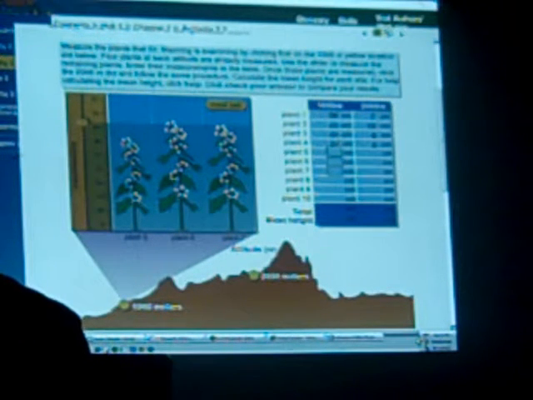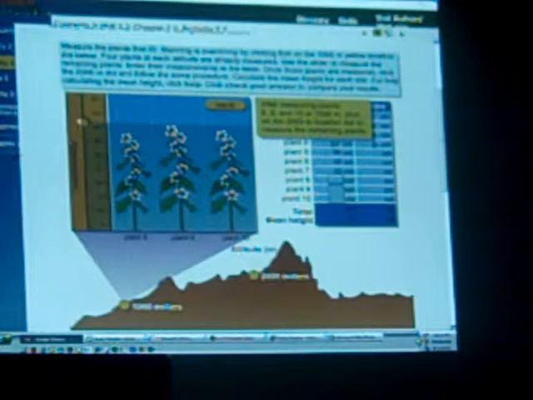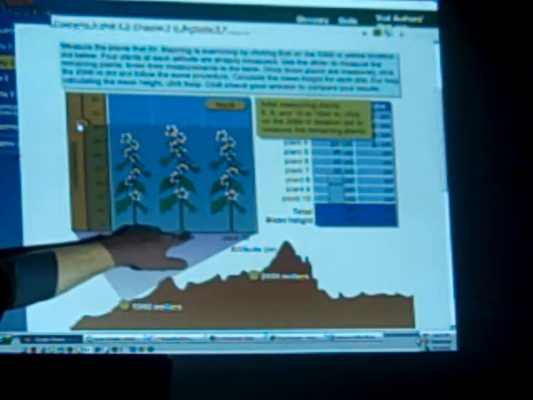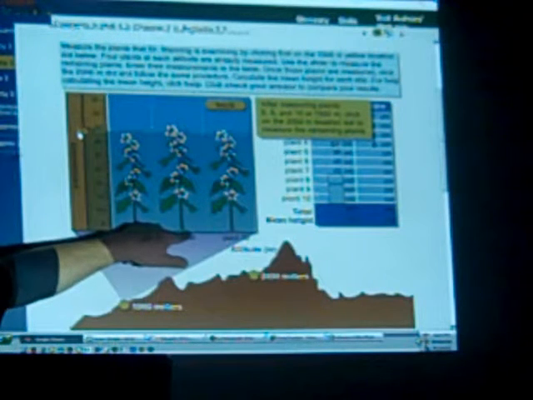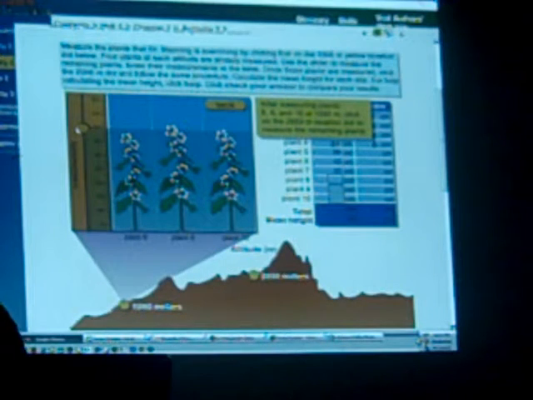So what was that? 36, 43, 42. And we'll do the next set, also from 1,000 meters. Looks like we've got 38, 41, 40. 38, 41, 40.